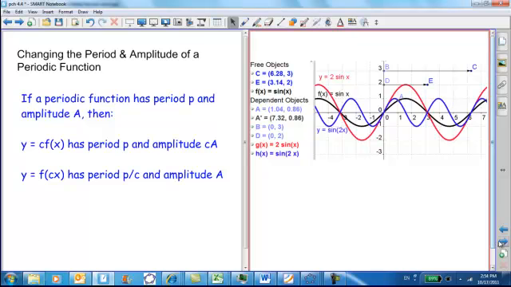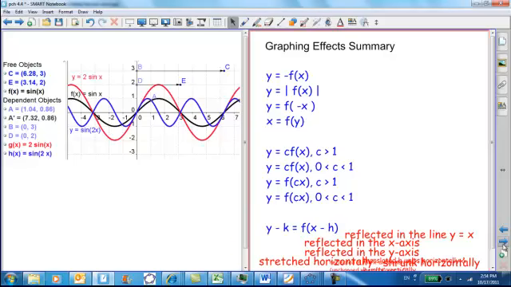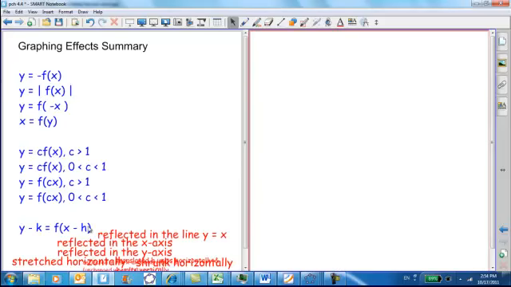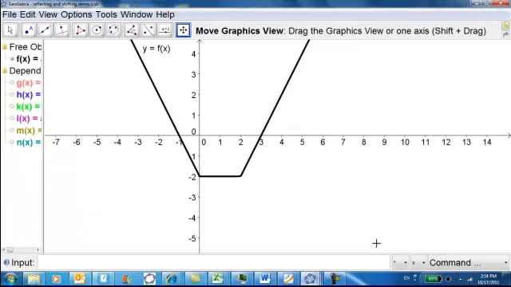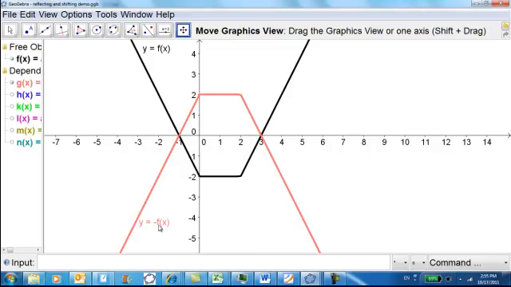All right. Now we're going to try and make sense of a whole mishmash of possible graphing effects by looking at our last GeoGebra of the day here. Simple function. I'm not even going to tell you what the rule is, but let's just look at y equals f of x, the black function. Now let's look at this first effect. Y equals negative f of x. What happened here? Well, it looks like it got flipped over the x-axis.